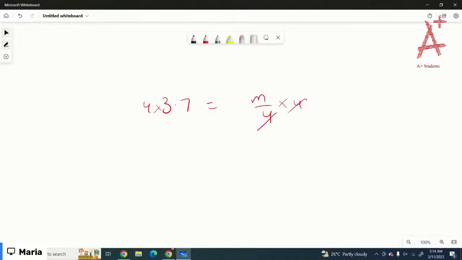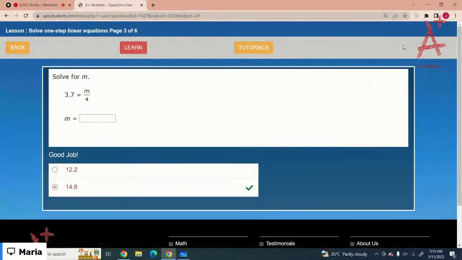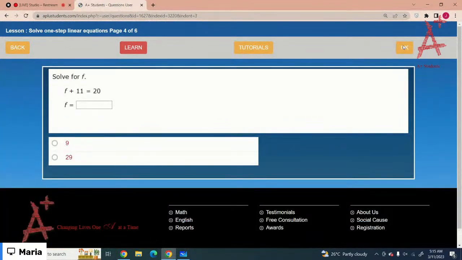So 4 and 4 got cancelled out. You are left with m. And 4 times 7 is 28, and 2 carry, 4 times 3 is 12, and 2 is 14. So it would be 14.8. Got it? So that means the value of m equals 14.8. Just select the correct option and click on the OK button. Okay, the next one is f plus 11 equals 20.